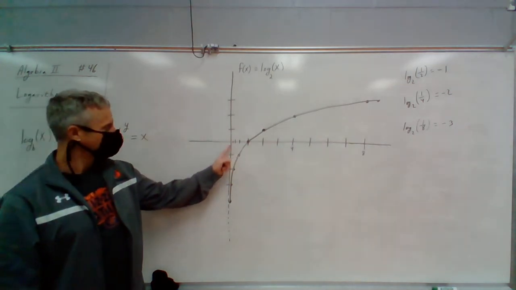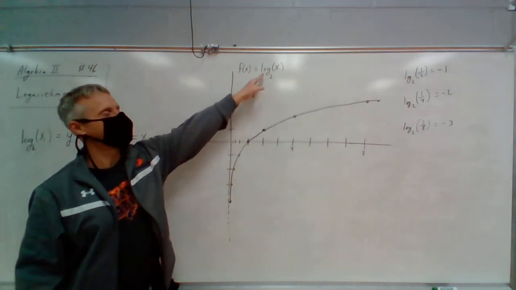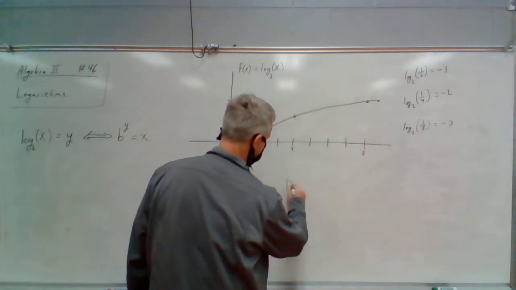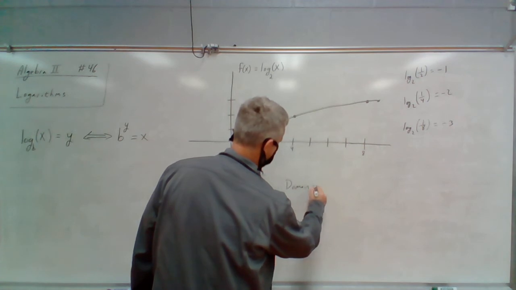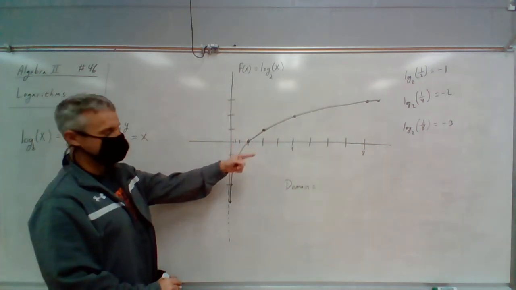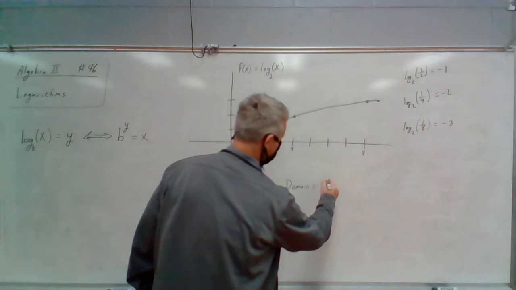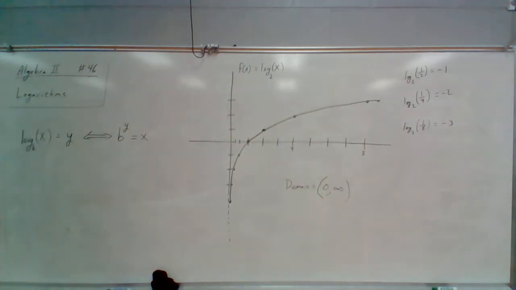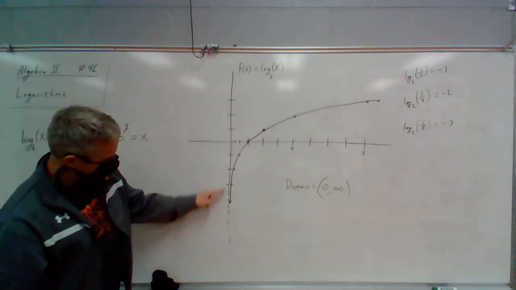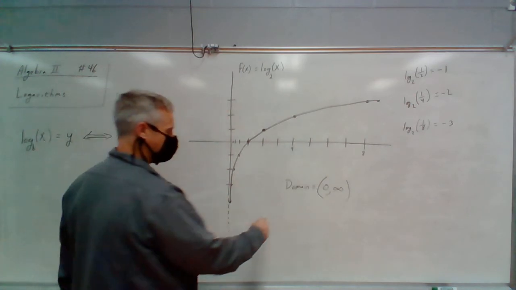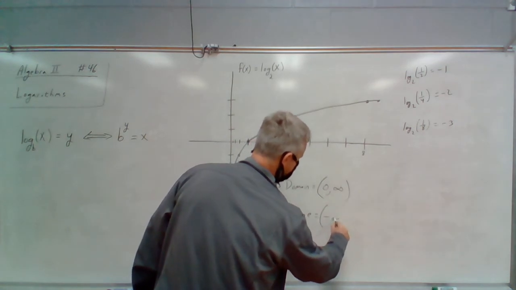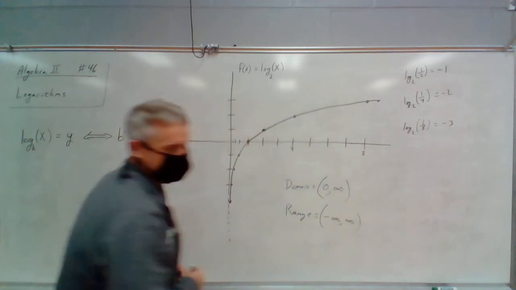Notice, again, 0 is undefined. I can't plug a 0 in, and I can't plug in any negative number. So my domain is from 0 to infinity, not including the 0, so it's an open parenthesis. My range goes down this way forever and up this way forever. So range is from negative infinity to infinity. It's all real numbers.